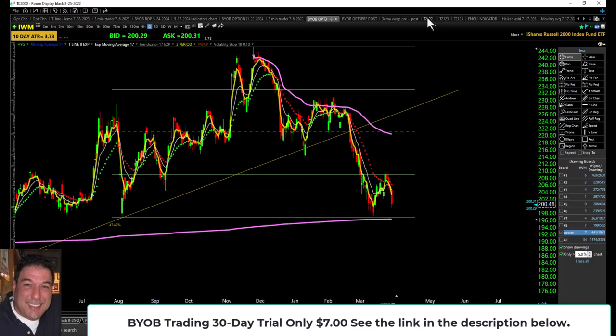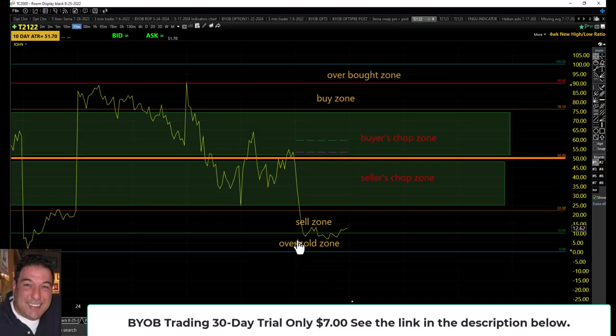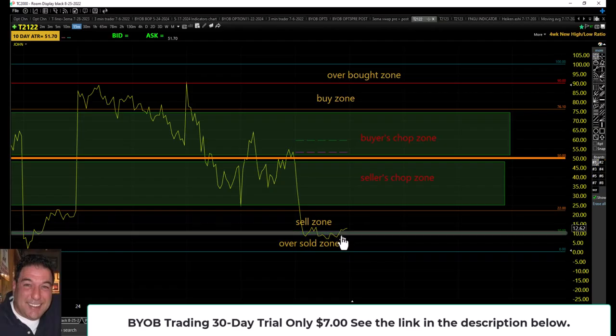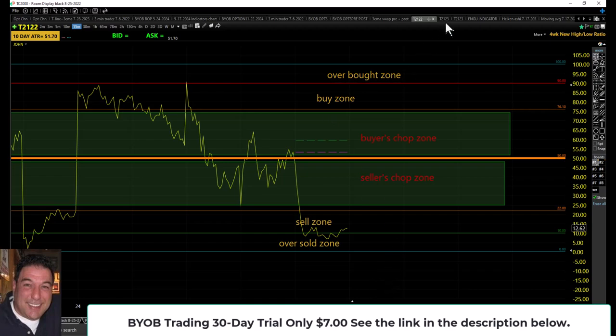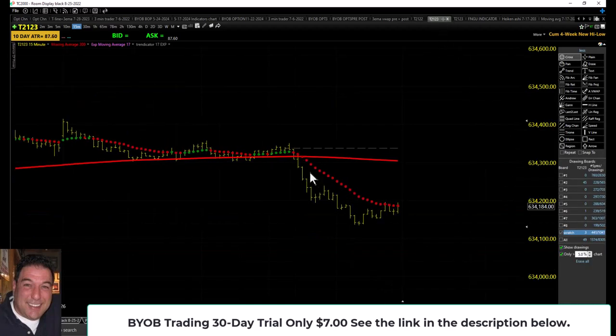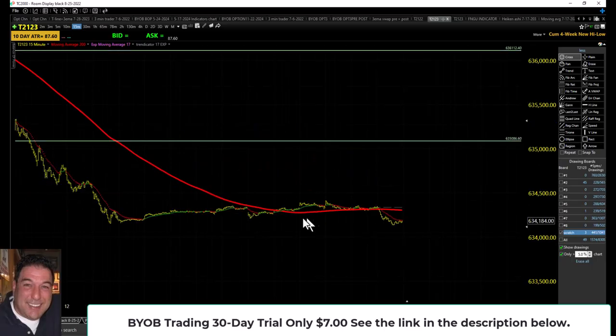Let's take a look at our technicals. T2122 slammed us down here into the oversold zone, and we meandered back and forth between the oversold zone and the sell zone today. Nothing bullish really happened. T2123 selling from the beginning of the day to the end of the day. All right, underneath this 200 SMA. So looking like we got a bear flag breakdown.